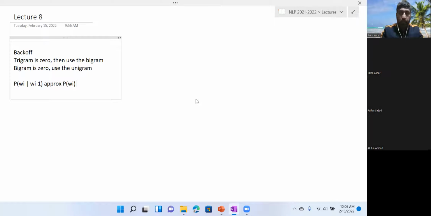And of course, if you have higher order n-grams, you are more likely to get zeros. Let's say you are doing the fourth order n-gram. If that is zero, you try the third order. If that is zero, you try the second order and so on. So this is the back-off approach.